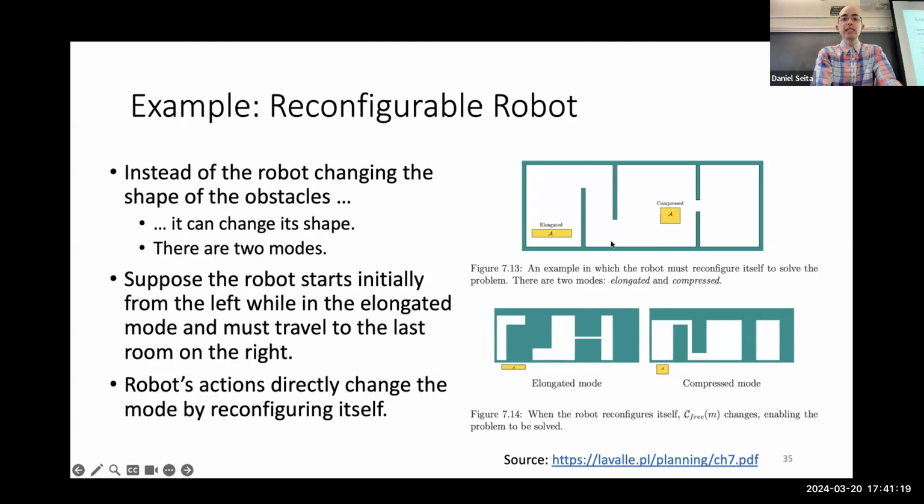So if you look at this figure 7.13, what did the robot have to do to go from the start, maybe the bottom left, to the goal at the far right? Can the robot stay in one mode and do it? What if it stays in just the elongated pose?